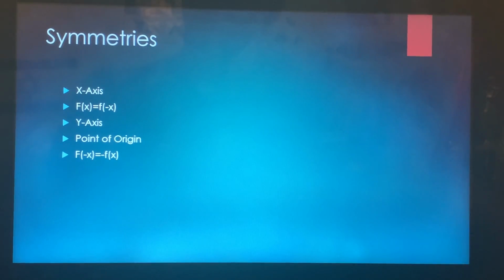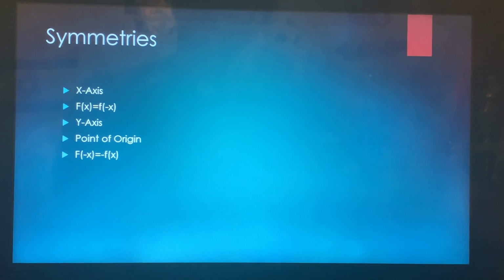Now, symmetries. There are 3 symmetries. Y-axis symmetry is less important because, of course, if it's a function, it can't have y-axis symmetry. But it just means that if you reflect it over the x-axis, x-axis symmetry, reflected over the y-axis, y-axis symmetry, and point of origin, that's symmetry. It means if you reflect it over those lines or points, it's going to be the same.